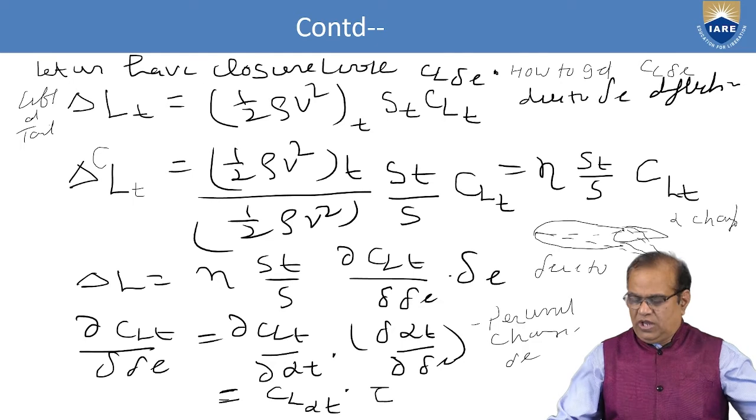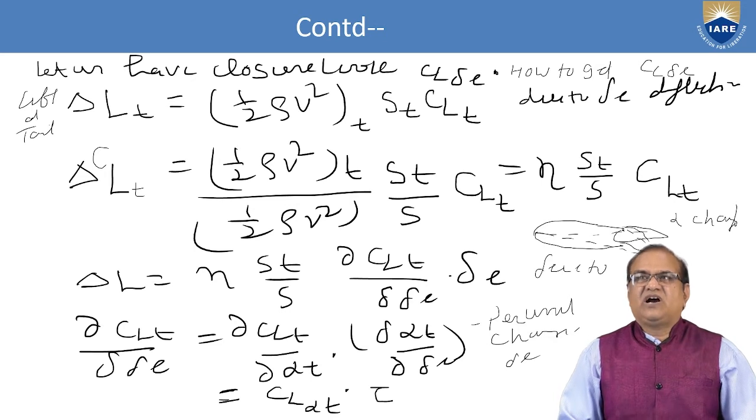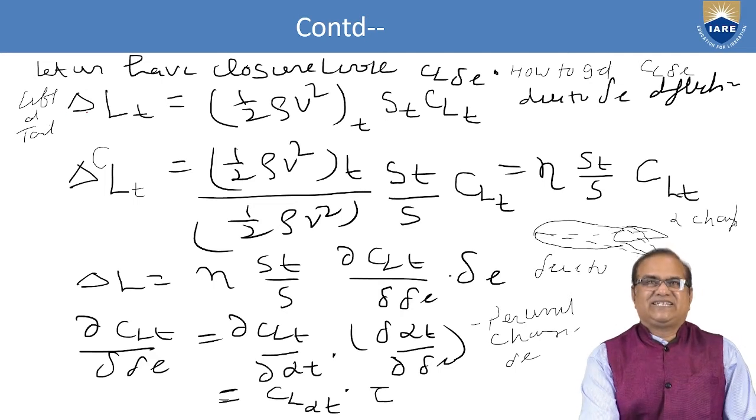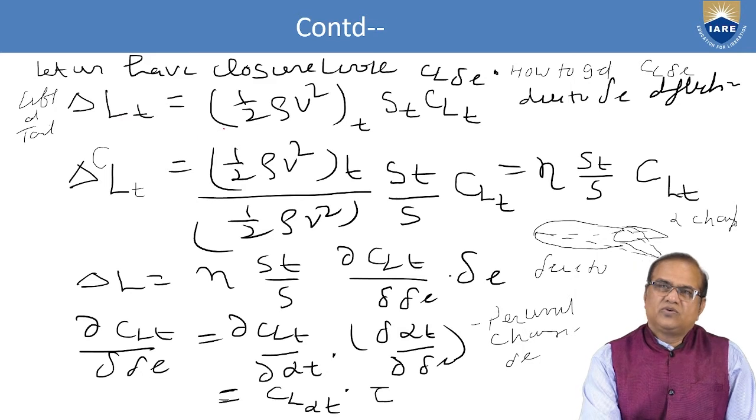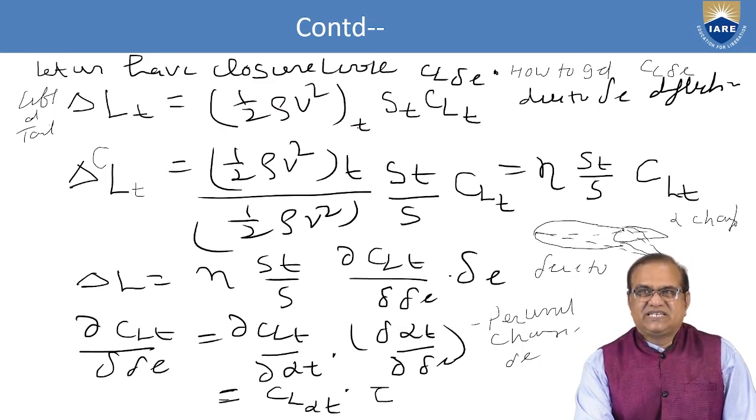So now we will see that. Let us have a closer look at CL delta E. How to get CL delta E? So we know that the lift at the tail, delta LT, is equal to half rho V square ST CLT, where ST is the area of the tail, rho is the density, and V is the velocity.